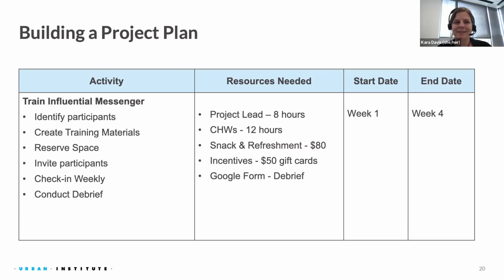Okay. And so for creating training materials, we do either build on that depending on who our influential messenger group consists of. That training material may be different for each group that we bring on board. Then reserving a space to make sure that there is a space for us to train our influential messengers where we can gather and get that training done.